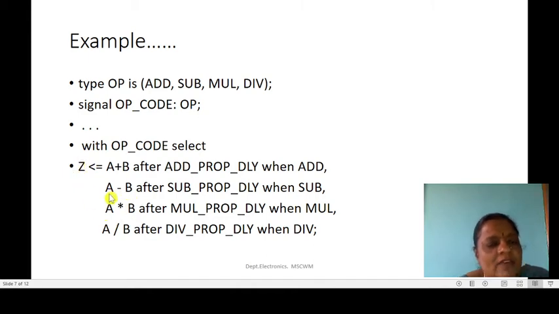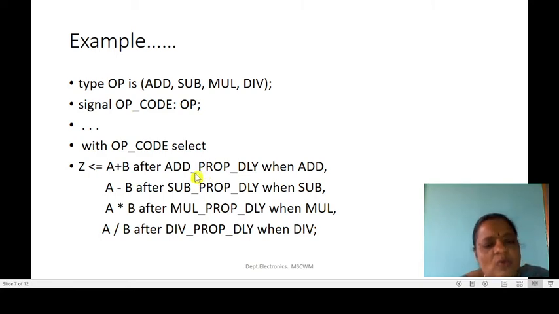In the same way I have written A minus B after sub_propagation_delay when sub. Similarly for the multiplication and the division. Don't get confused, this is very simple. This is addition when I have selected add, this is subtraction when I have selected sub, and this is multiplication. Only here we understand that after add_propagation_delay, this is another variable we have taken.